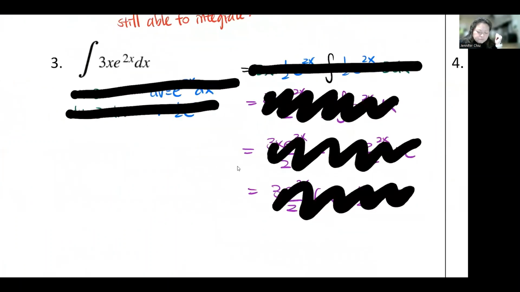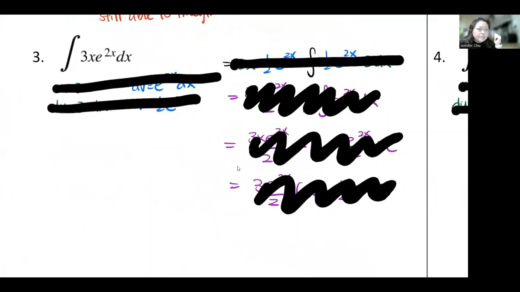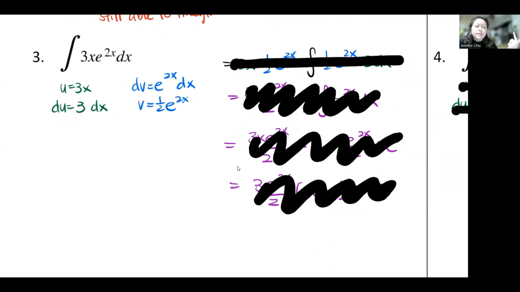As you can see, you now have 3x times e to the 2x. All right, so as we said before, it is much easier to set up the more complicated equation as your dv. So that's why u is going to be my 3x, dv is going to be e to the 2x dx. Right. So then when we take the derivative of 3x, we get 3 dx. And then when we take the antiderivative of e to the 2x, don't forget that 2 comes out as 1/2, and then you have 3 e to the 2x.